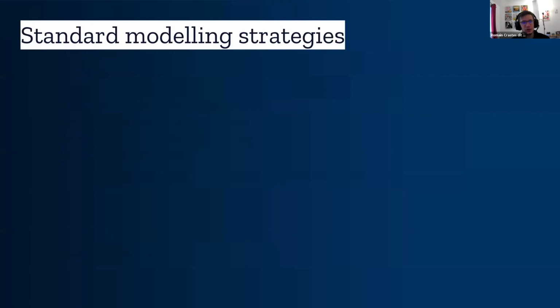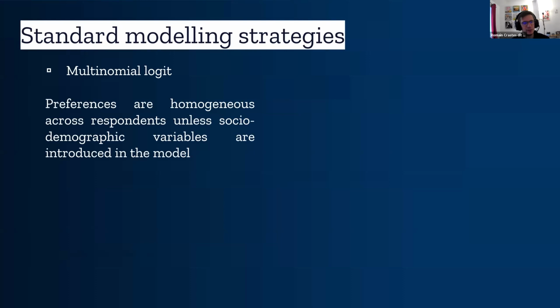But that's not all. The standard modeling strategy, the basic one, I would say, is the multinomial logit model, where one assumes that preferences are homogeneous across respondents unless sociodemographic variables are introduced in the model. So the preference of all the people in your sample is considered to be beta agri in that case. But that usually results in poor fit. That is, your model doesn't explain well the choices made by respondents.